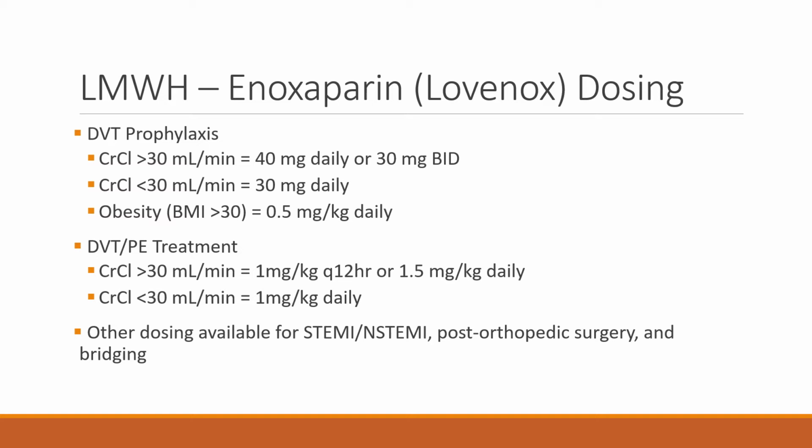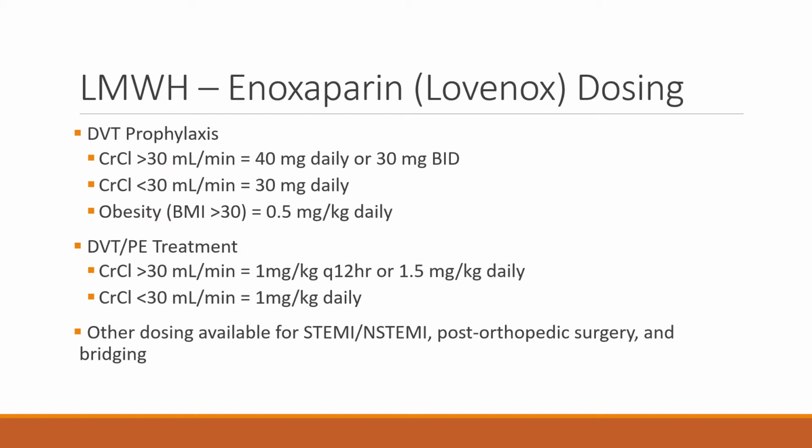So for treatment, for DVT or PE, we also use that same cutoff for creatinine clearance. So if their clearance is greater than 30, we'll use 1 milligram per kilogram Q12 hours, or you can use 1.5 milligrams per kilogram per day. These differences in dosing depend on how big the patient is and how much has to be administered. As you may know, Lovenox comes in a very specific dose per syringe, and so sometimes we have to play around with these different types of dosings depending on the size of the patient. If their clearance is less than 30, then they're only going to be receiving 1 milligram per kilogram per day of the Lovenox for their treatment.